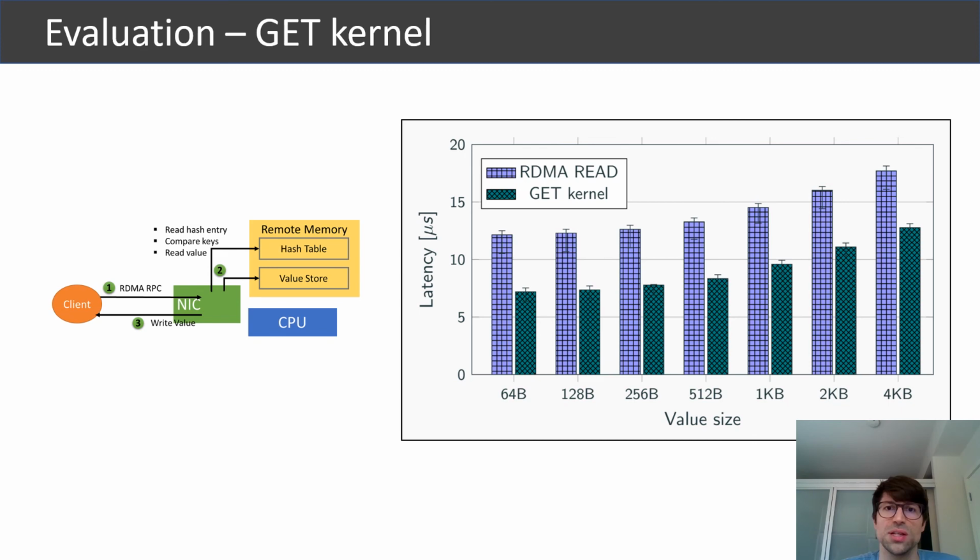First, we look at the evaluation of the GET kernel previously introduced. In particular, we compare the latency of using one-sided RDMA read to implement the GET operation versus deploying the StRoM GET kernel on the remote NIC.